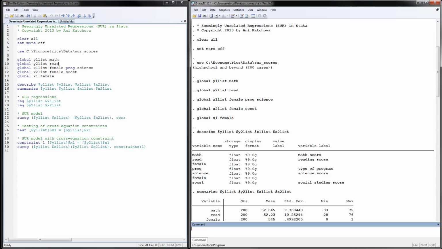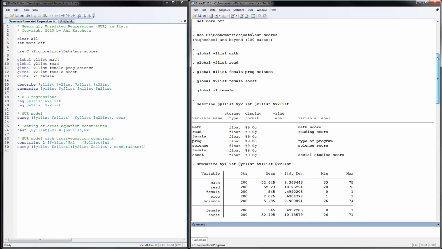So when you modify this program for your problem, put here the dependent variable of the first equation, the dependent variable of the second equation, independent variables of the first equation, of the second equation, and this should be the same variable that you want to test for restrictions across equations. So using describe and summarize, we can take a look at the data.